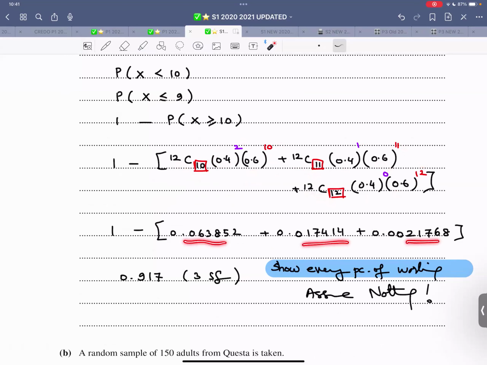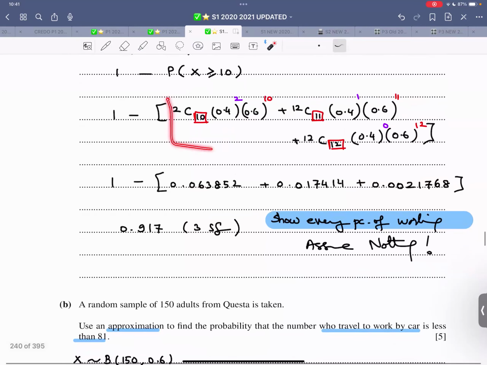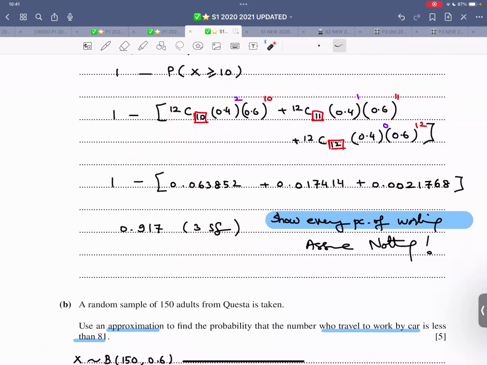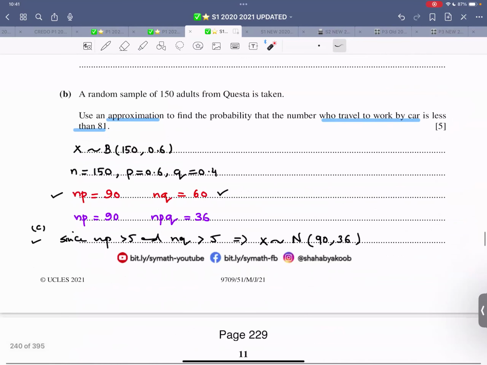I wrote these 3 answers separately. You can also use a calculator, add up all these values, then write it down, then subtract from 1. Show every piece of working, assume nothing. This is the answer. Now it says a random sample of 150 adults from this town is taken. Use an approximation to find the probability that the number who travel to work by car is less than 81.